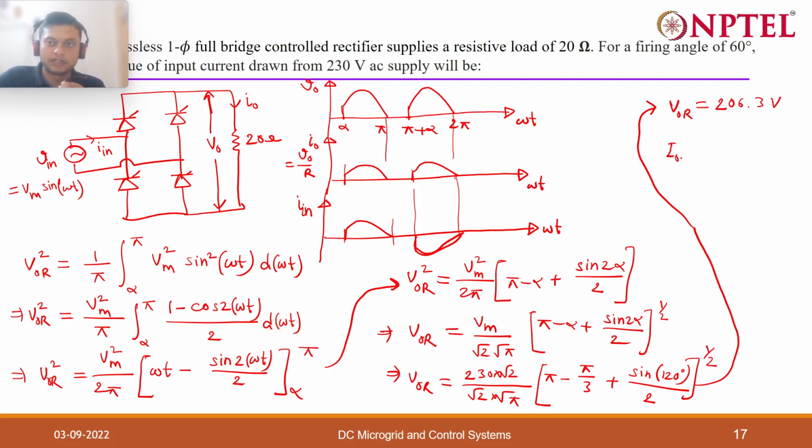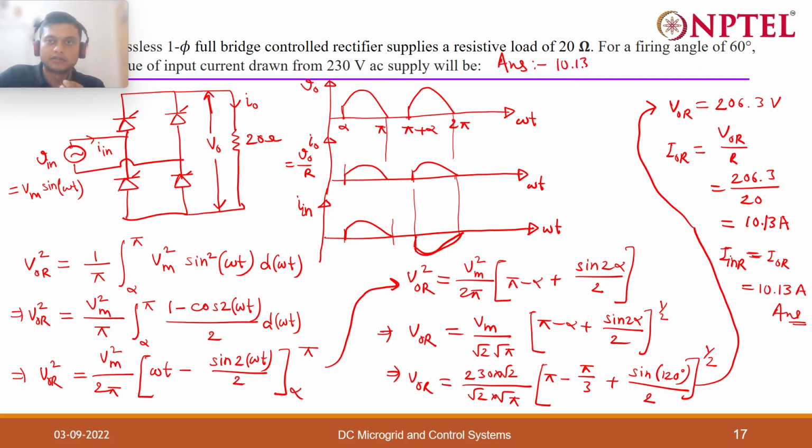So from here you will get the RMS value of output current as V naught RMS divided by R, so 206.3 volt divided by R, where the R value is 20, and it comes out to be 10.13 ampere. So the RMS value of output current is the same as the RMS value of input current. You can write I in RMS equal to I naught RMS, 10.13 ampere. So the final answer for this problem is 10.13 ampere.